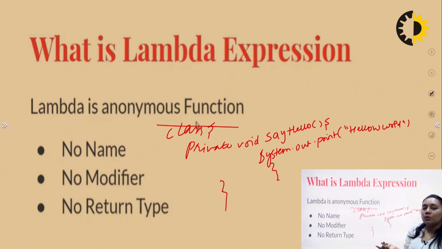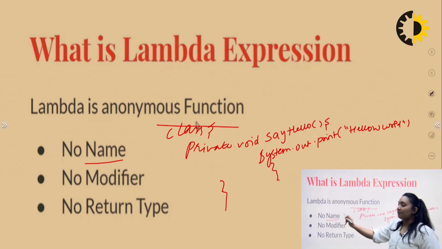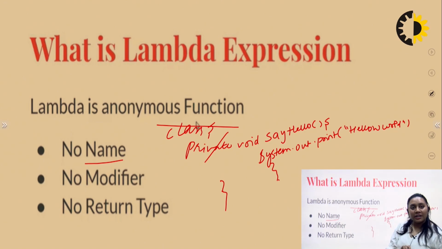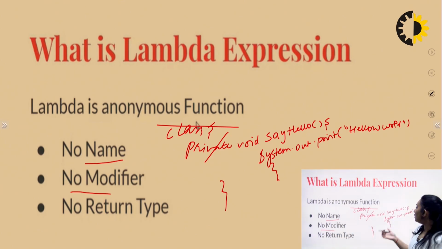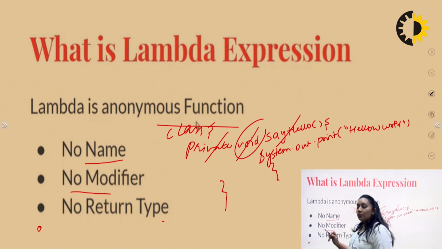How can I convert this code into a lambda expression? First, it has no name. Next, it has no modifier. It does not have any type of modifier, and it does not have any return type. The void is the return type, so it does not have that. And to convert this, the fourth point is that you can place the arrow.